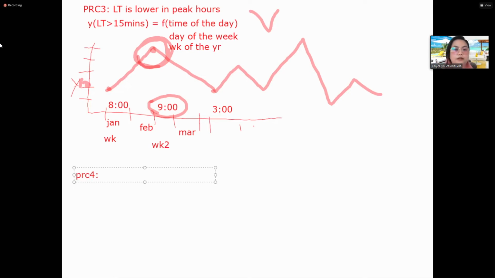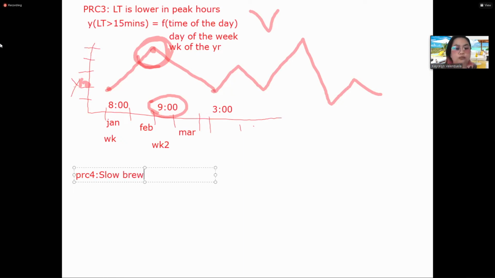PRC 4, for example. What could PRC 4 be? Brewing time. It says the longer the coffee takes to brew, the longer the lead time. Okay, they want to compare, right? Lead time is higher, right?